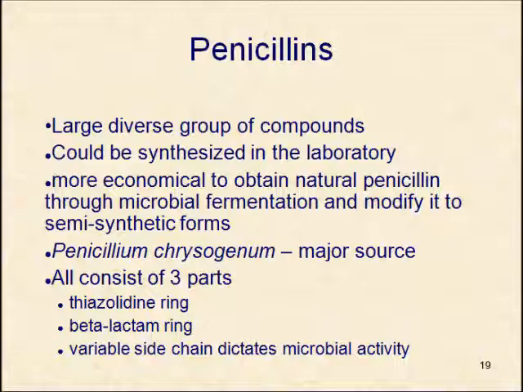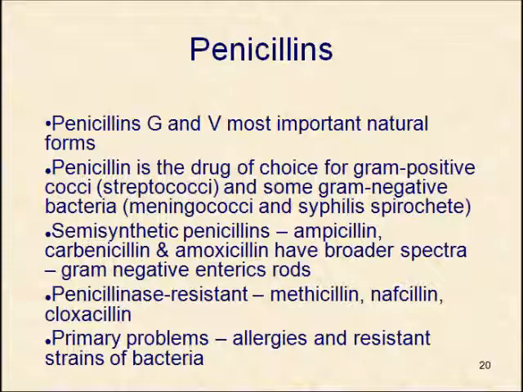Now, the major source of the penicillins is Penicillium chrysogenum, and penicillins have three major parts. The beta-lactam ring is the big part. These are considered beta-lactam drugs. We also have a thiazolidine ring, and we have variable side chains, which will dictate the microbial activity. Penicillin G and V are the most important natural forms.